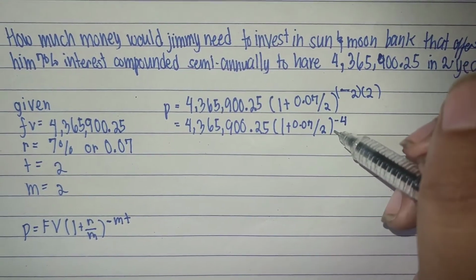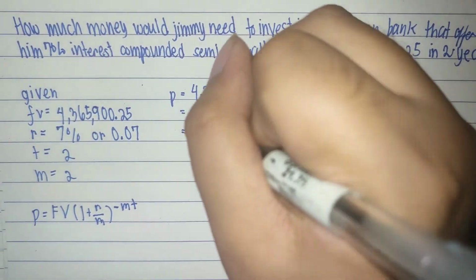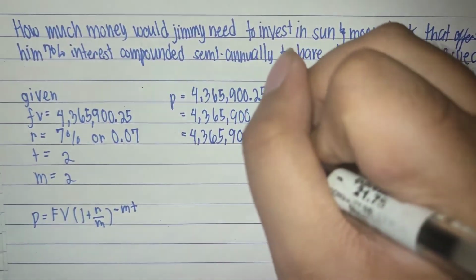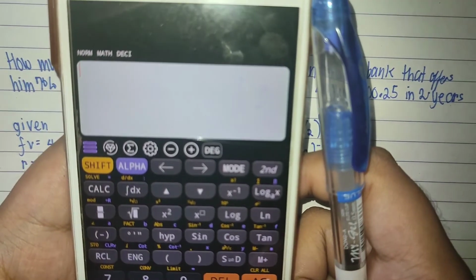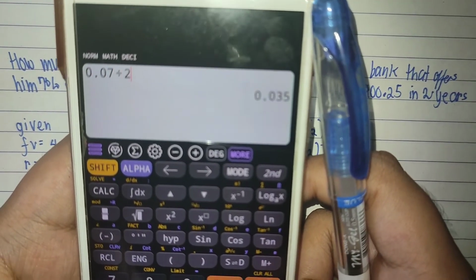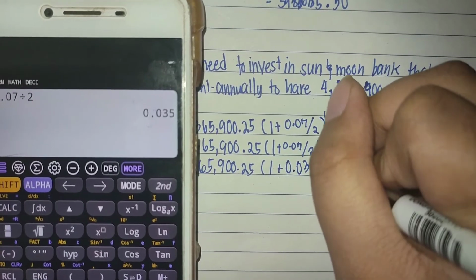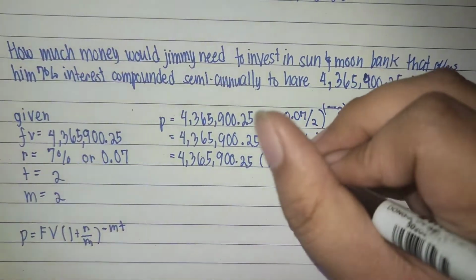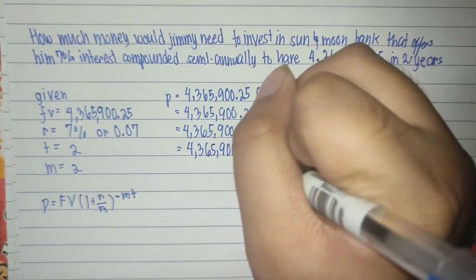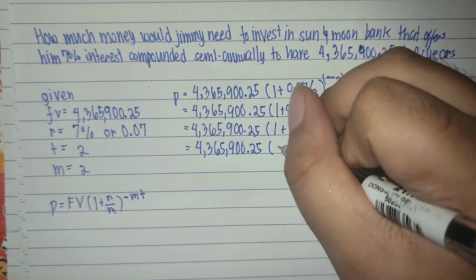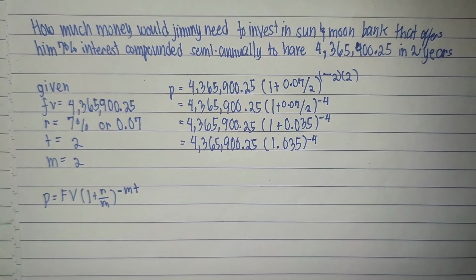Then, ang gawin naman natin is ipag-divide na natin itong 0.07 divided by 2. Ilagay rin yan natin sa calc natin. 0.07 divided by 2. Ang lumabas is 0.035. Then, negative 4. Ipag-plus na natin siya. 1.035, then raised to negative 4. Pwede na natin siyang idiretso sa calc.